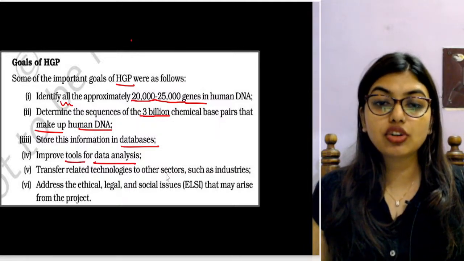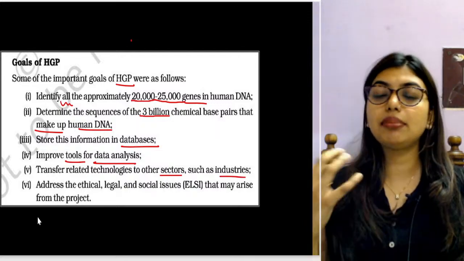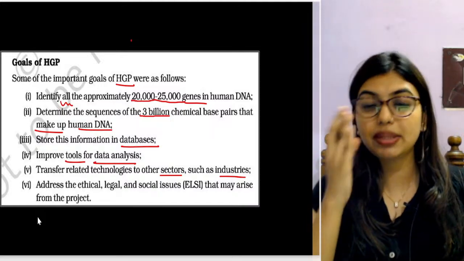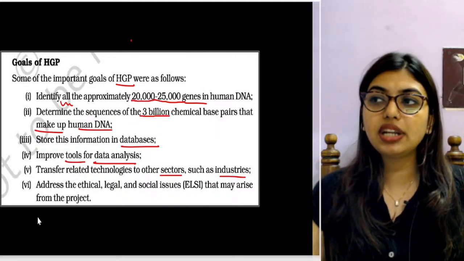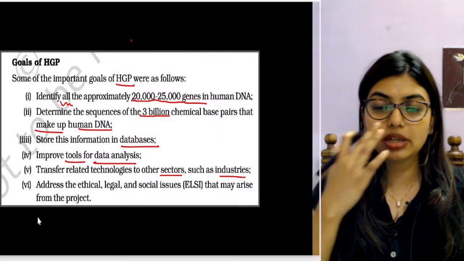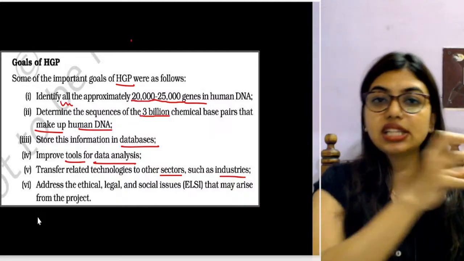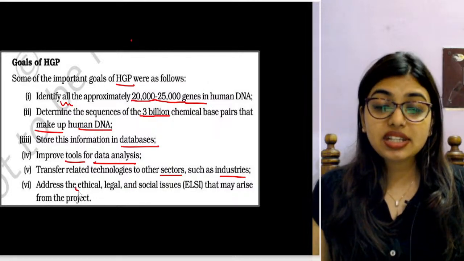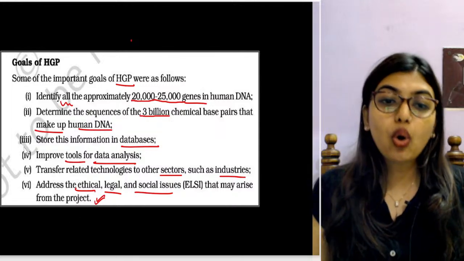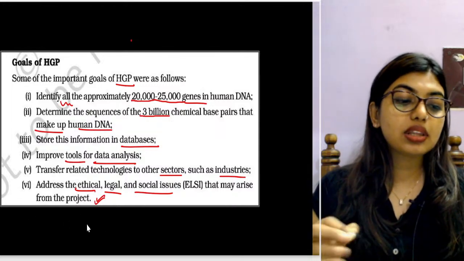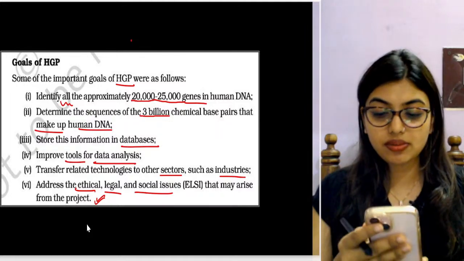Transfer related technologies to other sectors, such as industries that can make medicines, and as we are going to study in biotechnology, the different types of applications, be it BT cotton, Bacillus thuringiensis, or the ripening of tomatoes. For that we had to send these technologies to other industries. Address the ethical, legal and social issues that might arise from the project. So all this was the biggest thing. Got it? Yes or no?